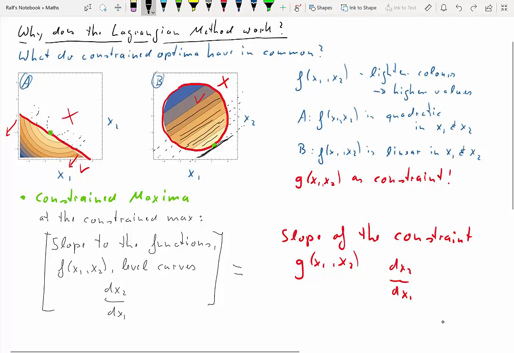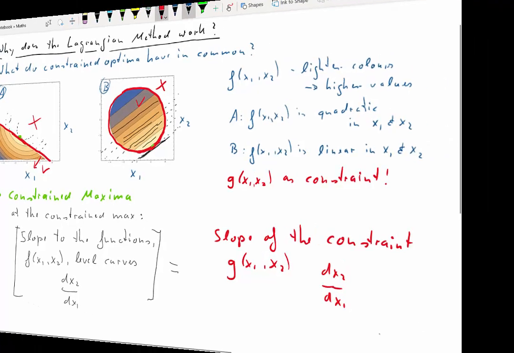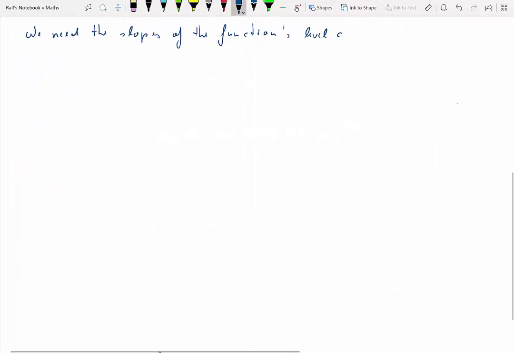At this stage, this is a purely graphical argument, and perhaps we were just lucky that for these two examples that was the case. So what we're now going to do is first establish how to express this condition, the equality of the slopes, algebraically, and then we will establish why this will always have to be the case at a constraint maximum. So let's first find algebraic expressions for the slope of the level curves. Let's start with the slope of the level curves, and then we will look at the slope of the constraint.